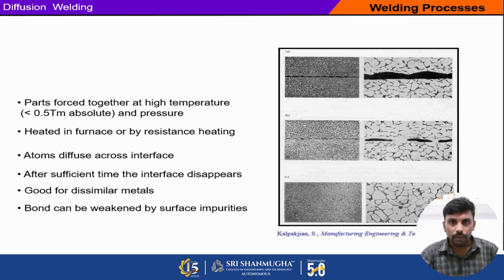So this is a diagram of a resistance welding process. The parts are forced together at high temperature. After that, they are heated in the furnace or by resistance heating. The atoms are diffused across the interface, and after sufficient time, the interface disappears due to the cooling process. This welding process is very good for dissimilar metals.